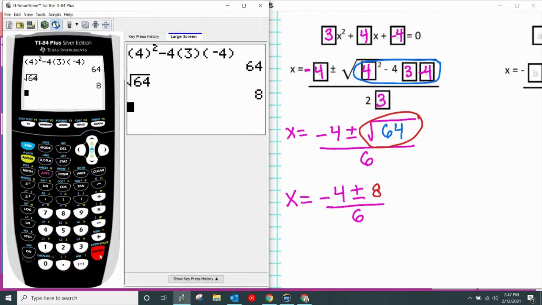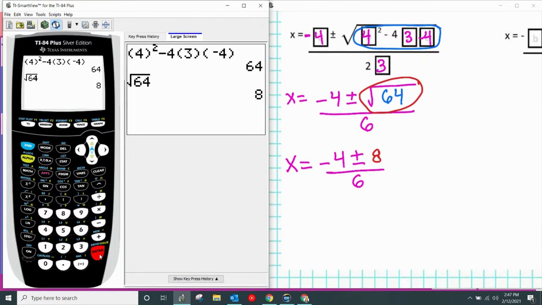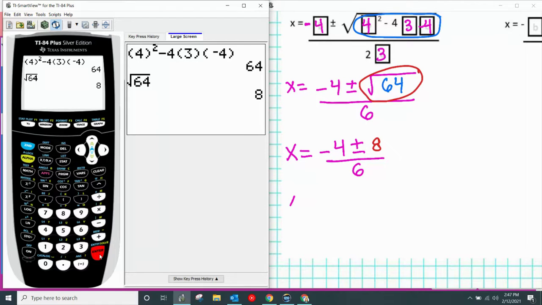Now this is actually 2 answers. Remember how I told you guys when we were solving quadratics, you usually have 2 answers? It's x equals negative 4, plus 8 divided by 6. And then our second answer is x equals negative 4, now we do the minus 8.